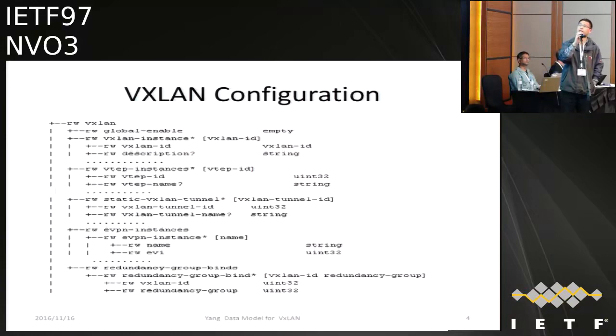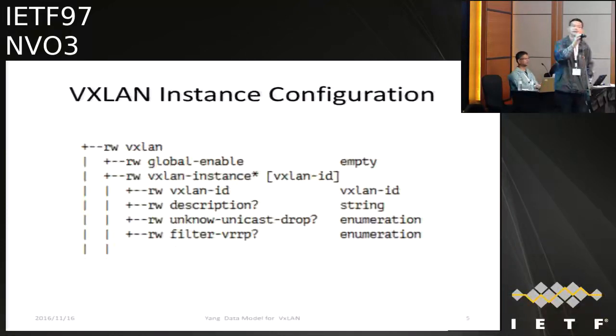the down level containers are the global enable, VXLAN instance, VTAP instance, static VXLAN tunnel, NVO3 instance, and the redundancy group bounce. So we will introduce these containers one by one. Next. So this is the VXLAN instance configuration.